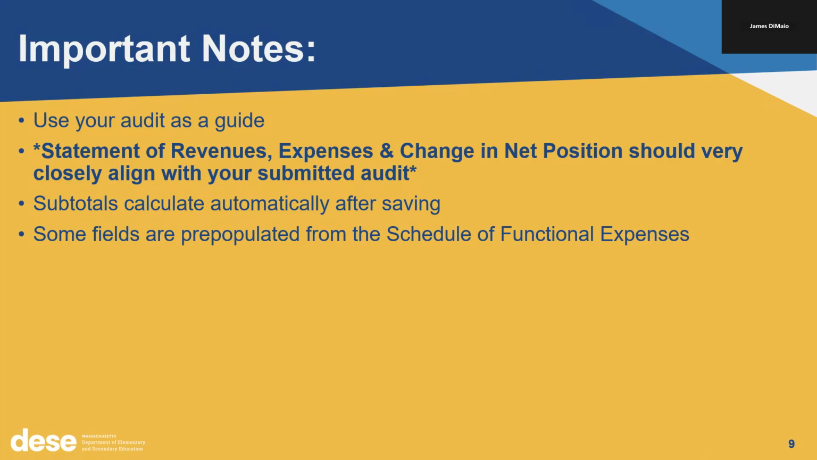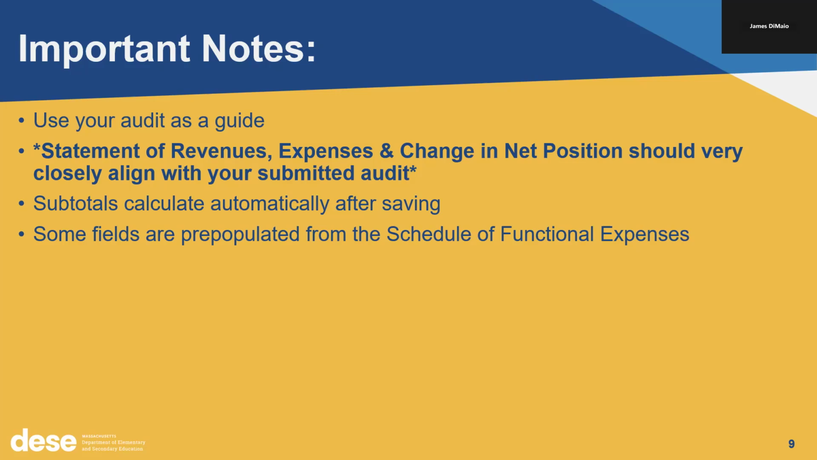Again, please use your audit as a guide for this schedule. This schedule should very closely align with your submitted audit, so please use that as a reference while filling this section out. Again, subtotals will calculate automatically after saving. They're not going to calculate automatically upon entry, but once you click that save button, you'll see the subtotals calculated.